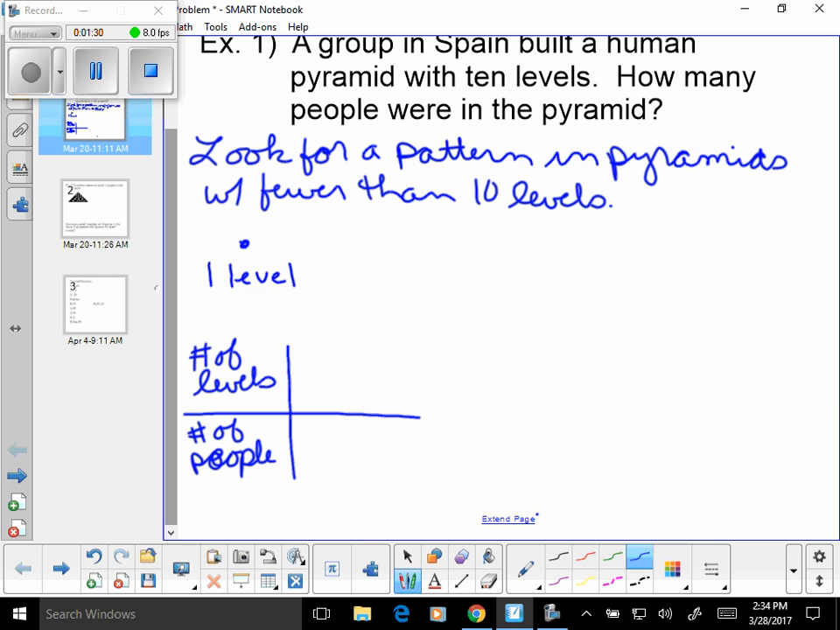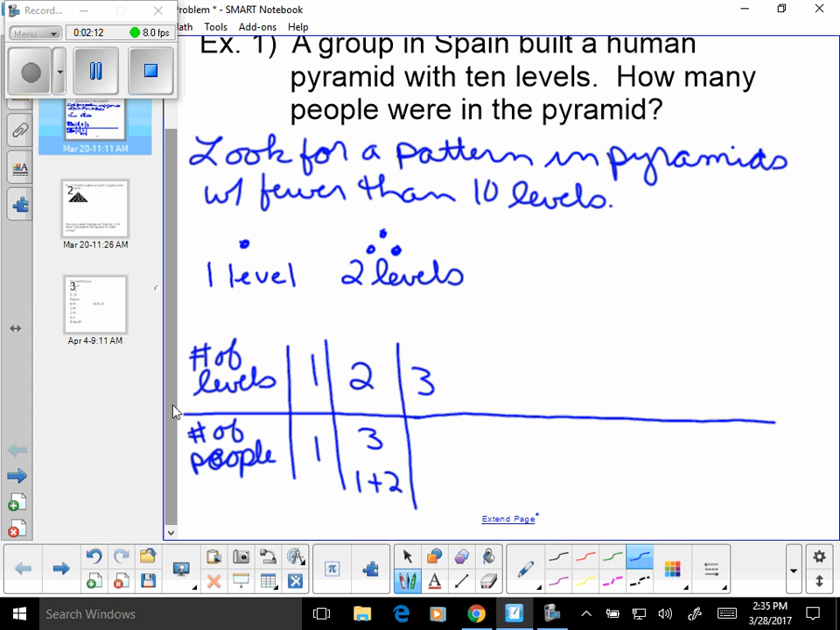So let's start with what happens if we have a pyramid that really only has one level. Well, it seems like a strange looking pyramid, but it's true. If you have one level, you have one person. We're going to add that to our table. Now let's say that we're going to move on to 2 levels. The first level, and then our second level. So if we have 2 levels, how many people do we have? We have 3. Now you'll notice that 3 is found by taking 1 from the first level, plus we need to add 2 more people.